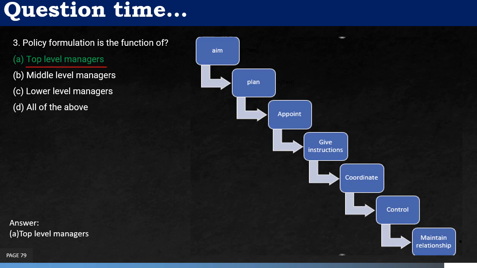What are the functions of top level manager? They formulate the aims, they formulate the policies or plans, they appoint the middle level managers, they give instruction to the middle level managers, they coordinate the various departments of the organization, they have full control over the organization. And not only that, they maintain relationship with the employees inside and outside the organization.